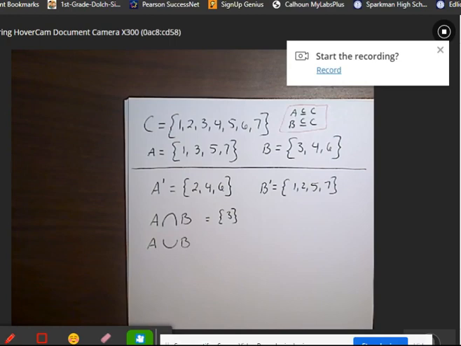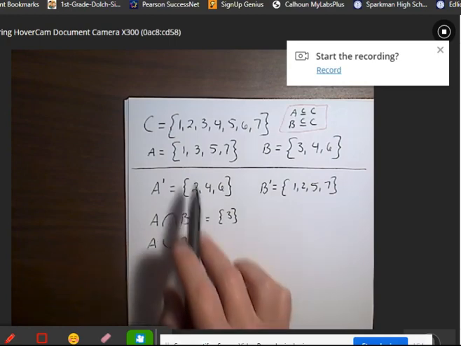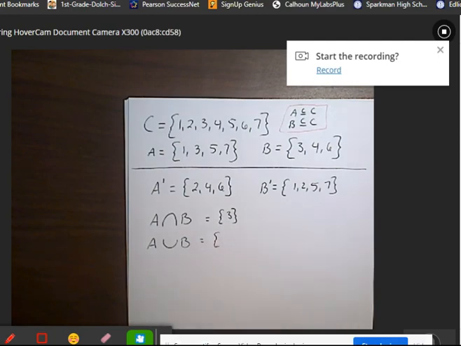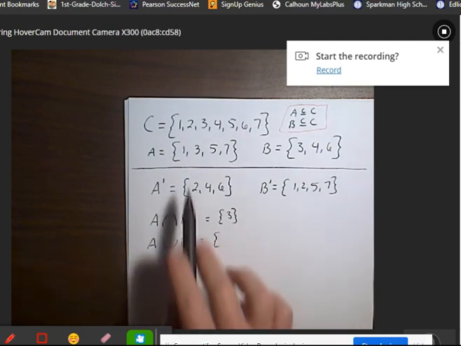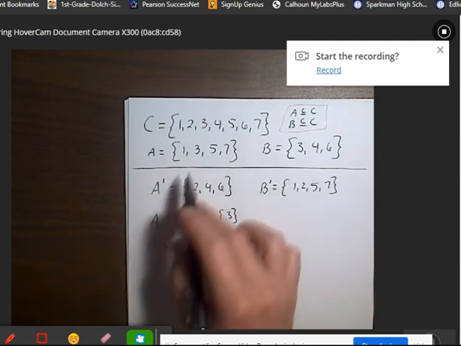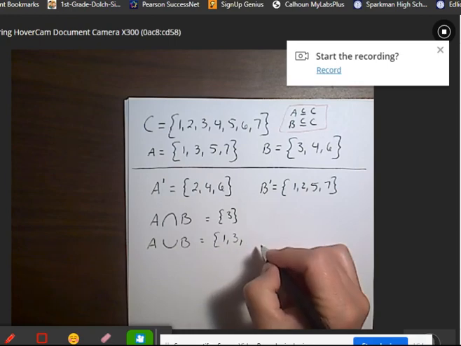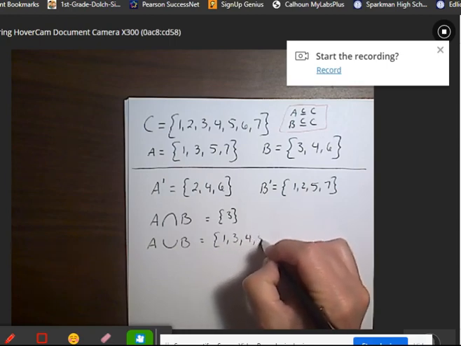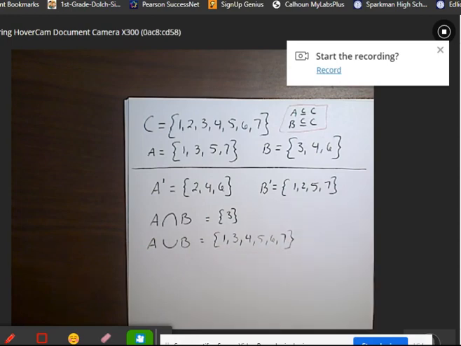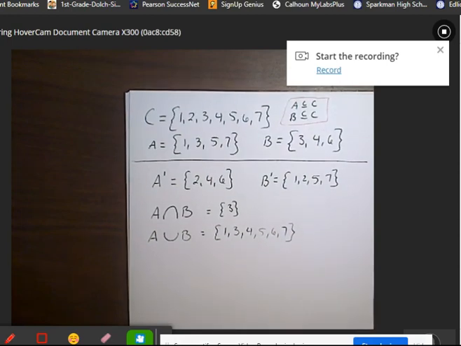On the flip side, if it asks us for A union B, that's where you just go through and start listing every single number. You don't necessarily have to list them in order, but a lot of times, especially if it's a small set of numbers, they may do that. But it should take the answer either way. We've got 1, 3, 4, 5, 6, and then 7. And again, order shouldn't matter.